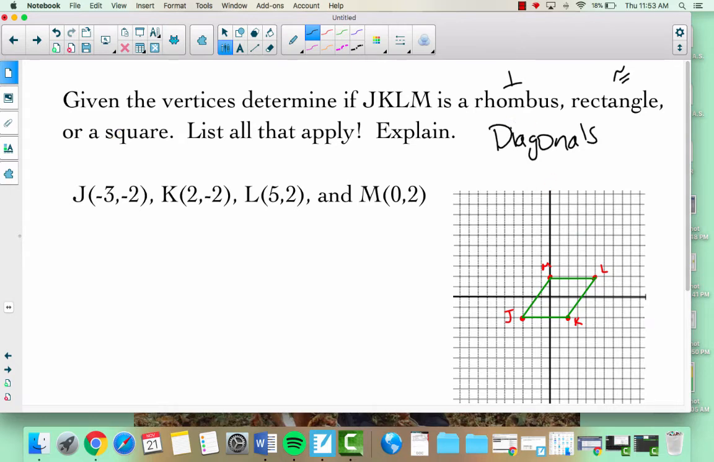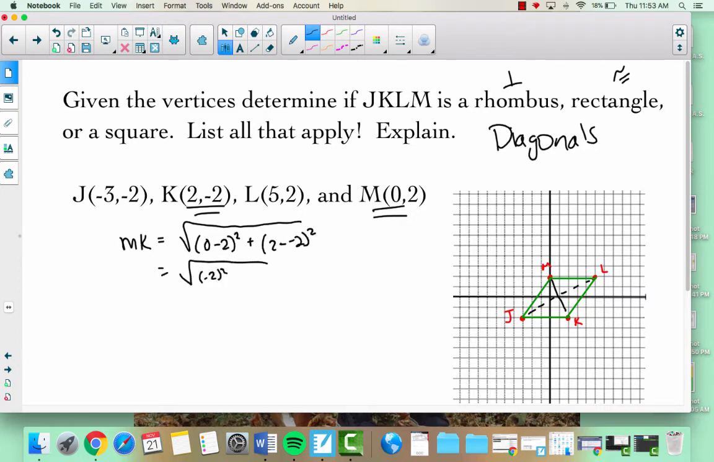So if I want to find the length of the diagonals, I'm going to go ahead and draw those in here. We can use the distance formula, or we could use our Pythagorean theorem. I'm just going to go ahead and use the distance formula. So if I want to find the length of MK, I would use the 2 points here, M and K. So we're going to have (0 minus 2) squared plus (2 minus negative 2) squared. So we simplify, we get negative 2 squared plus 4 squared. This is going to reduce down to 4 plus 16, which is the square root of 20.